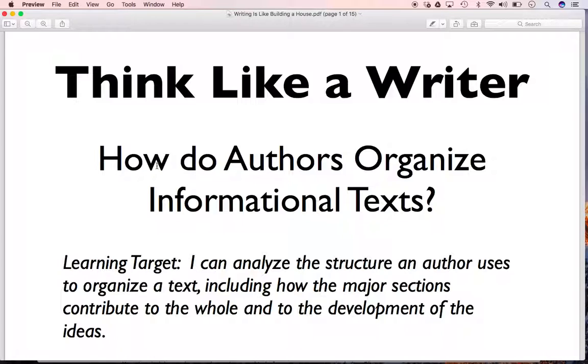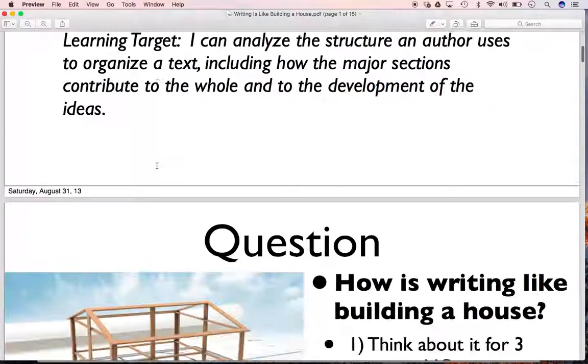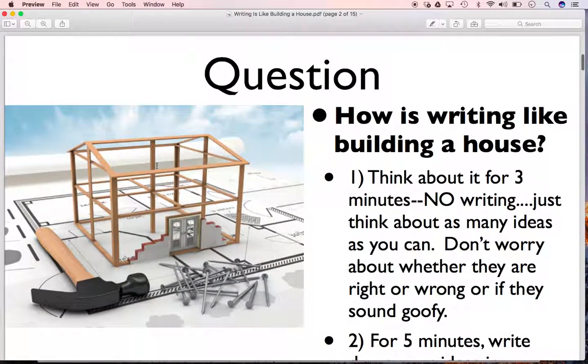So just one more time, if you recall, we've had this particular question that you see right here, because in our English class we are learning about writing an essay, which is a non-fictional type of writing, an informational kind of writing. And so I asked you a couple of days back, how is writing like building a house?